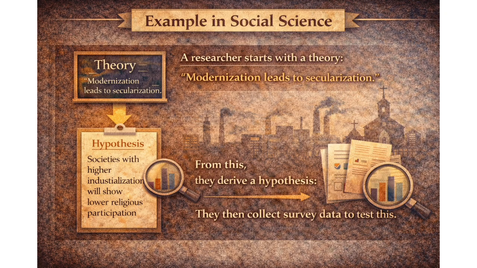Example in social science. A researcher starts with a theory: modernization leads to secularization. From this, they derive a hypothesis: societies with higher industrialization will show lower religious participation. They then collect survey data to test this.